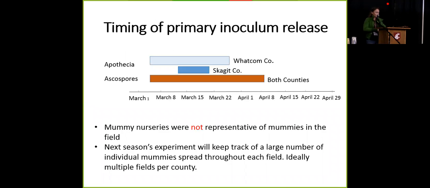So the results of this experiment showed that apothecia, the mushrooms, were found from beginning of March to 22nd of March in Whatcom County, and from March 10 till March 20th in Skagit County. However, the spore traps showed that ascospores were found from beginning of March till beginning of April, showing that my mummy nurseries did not represent what was actually happening in the field. Because if I can capture ascospores in the field but not see the apothecia, it shows that my mummy nurseries are not representative. So I will need to change my strategy for this coming season to get a better indication of when the apothecia are occurring in the fields. Important from this is to keep in mind that ascospores were found in a long period from beginning of March to beginning of April.